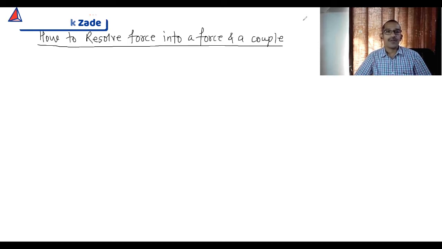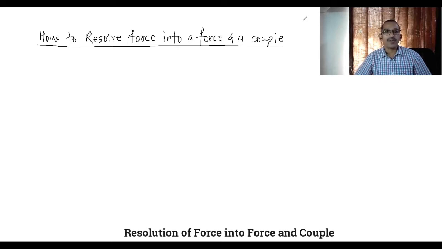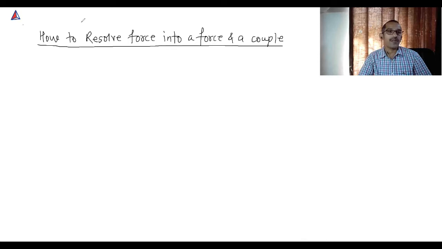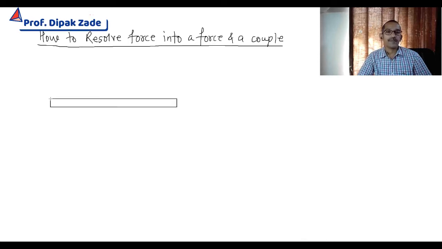In that, if the given force is of pull type, the components are also of pull type. If the given force is of push type, the components are also of push type. But there you are resolving the force along two axes, x and y. What we will discuss here is how to resolve a force into a force and couple. Now let us draw one figure, the first one.